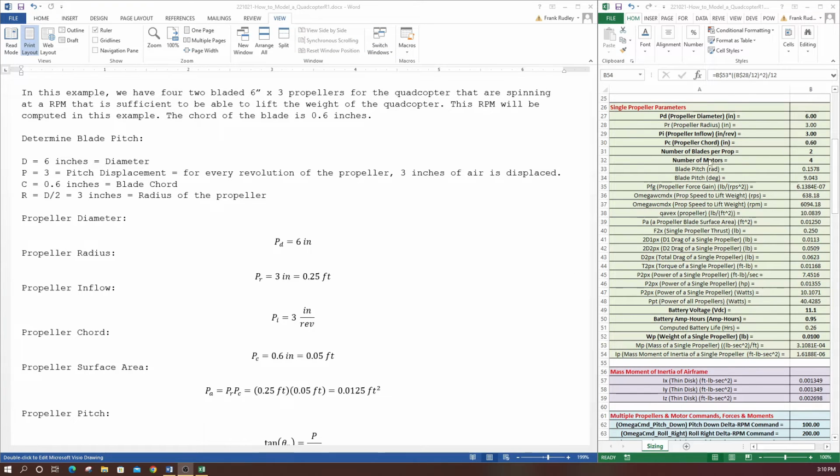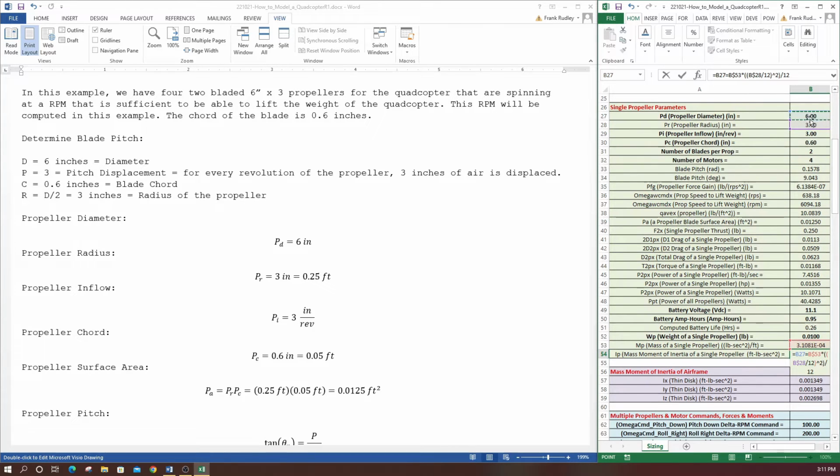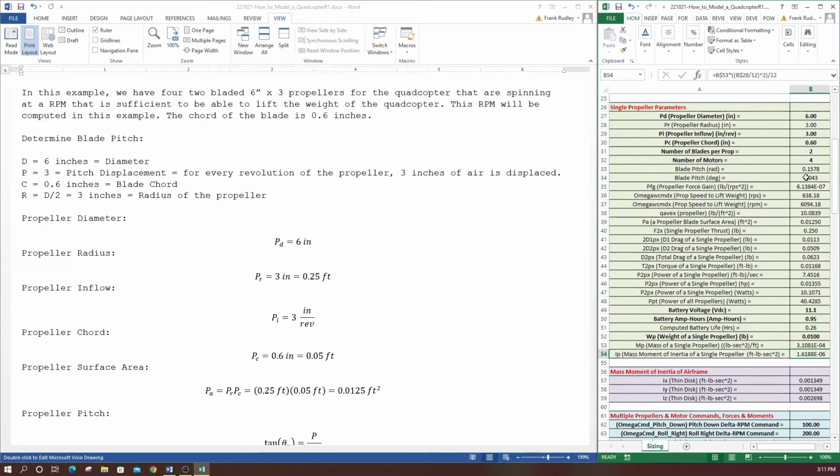Again, here's our spreadsheet, and anything in bold is an input, and things that aren't bold are computed. So we have a 6-inch diameter blade. That's our input here on the spreadsheet. There's our 6 there. Okay, so our radius is 3 over here. And another input, this happens to be 3 inches per rev, so it displaces 3 inches of air per revolution. This is our propeller inflow.